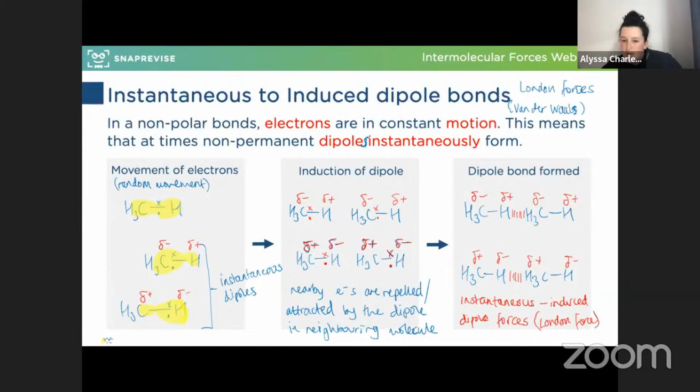Okay, let's address questions. So how will we know which element is more delta positive? If you're talking about an instantaneous dipole, then either could be. We are only likely to want to describe instantaneous induced dipoles in molecules where you don't already have a polar bond, so where there isn't one element that is much more electronegative than another.